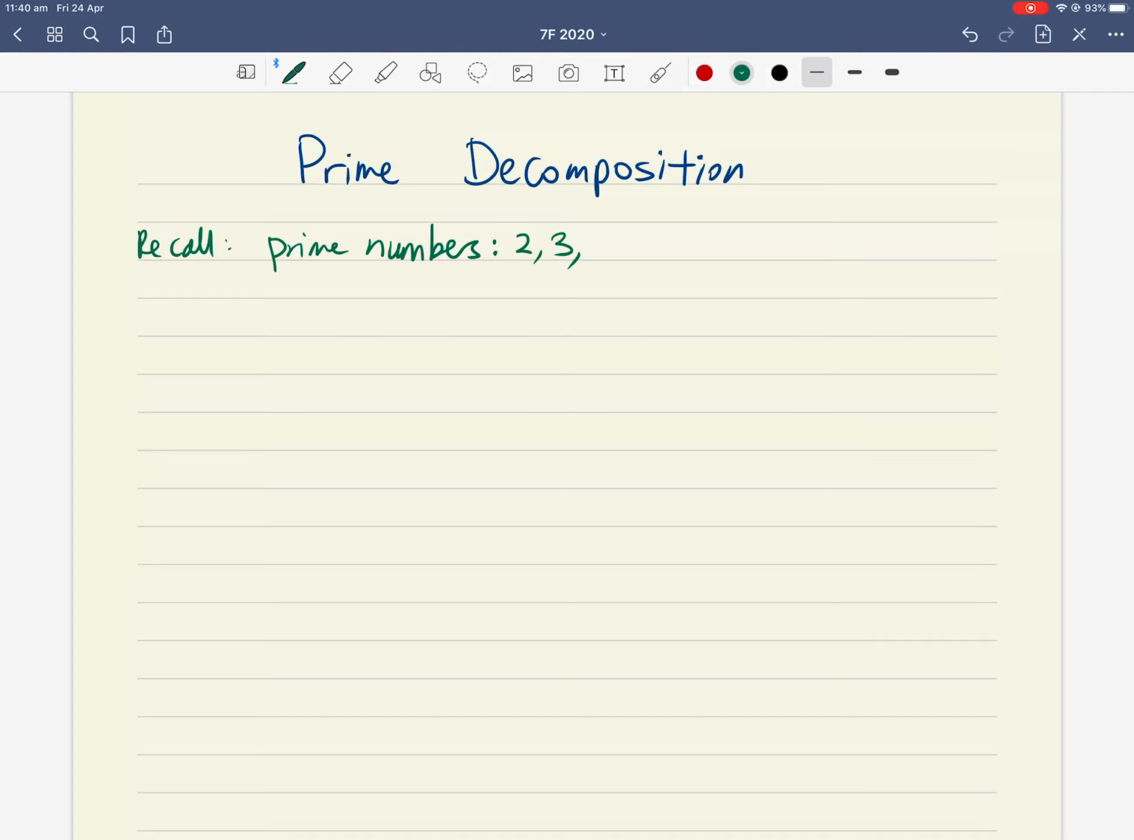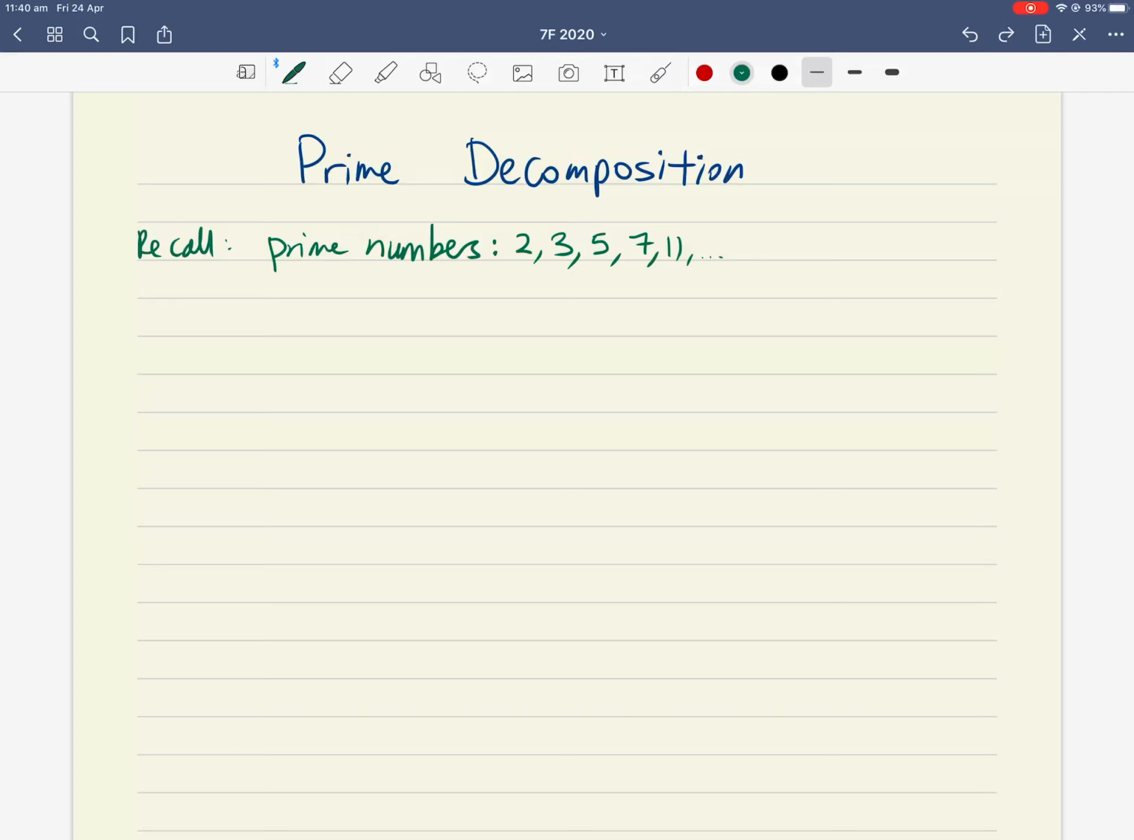Our next prime number is 3. 4 is not a prime number because 4 has 3 factors, namely 1, 2, and 4. So prime numbers only have 2 factors, 1 and itself. So our next prime number is 5, and then 7, not 9 because 3 times 3 is 9, so 3 is an extra factor, and then 11, etc. So we looked at that last week.